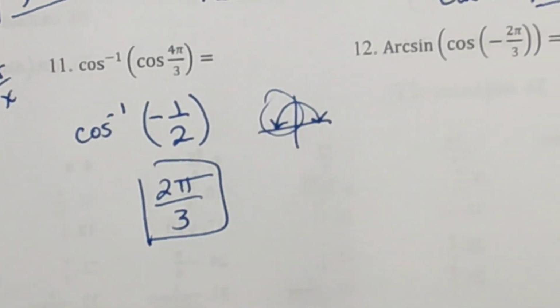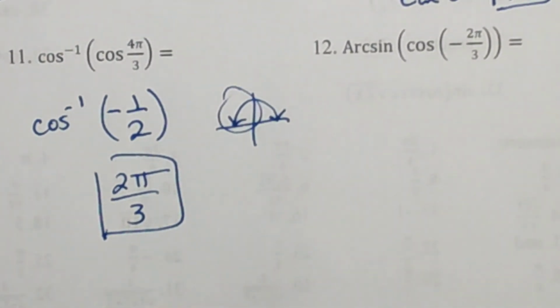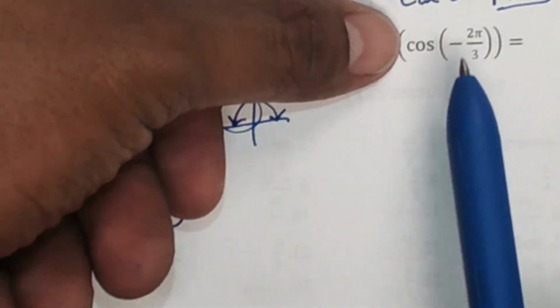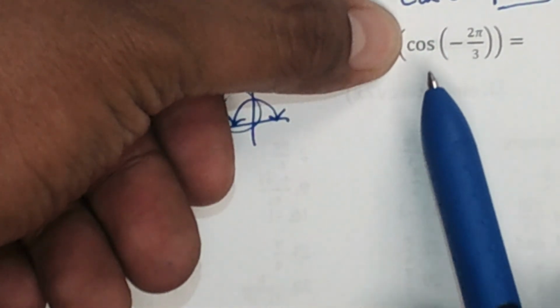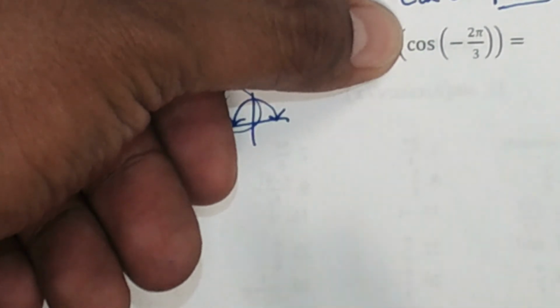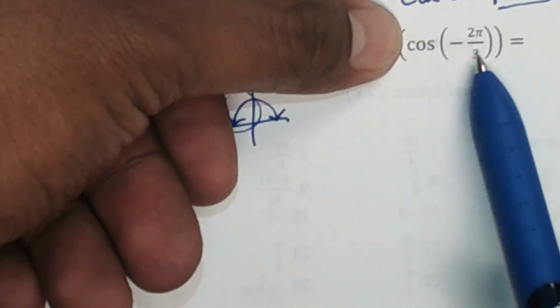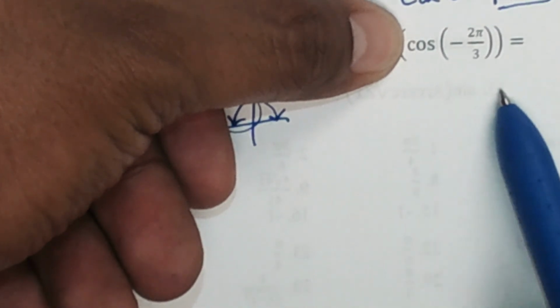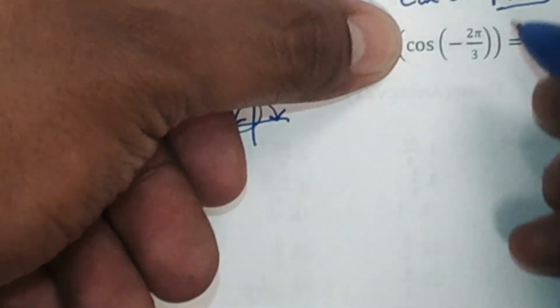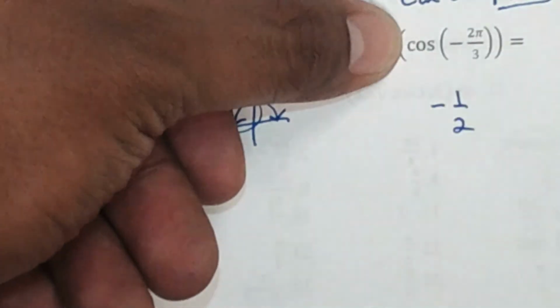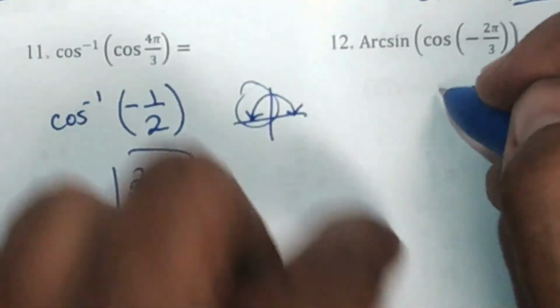All right, last but not least, let's look at this one here. So again, this is just cosine of negative 2 pi over 3. This is asking what is the x value at negative 2 pi over 3. Well, negative 2 pi over 3 is really the same thing as 4 pi over 3. It's in quadrant 3, just 2 pi over 3 clockwise. So cosine at negative 2 pi over 3 is just negative a half. That's what the inside is.